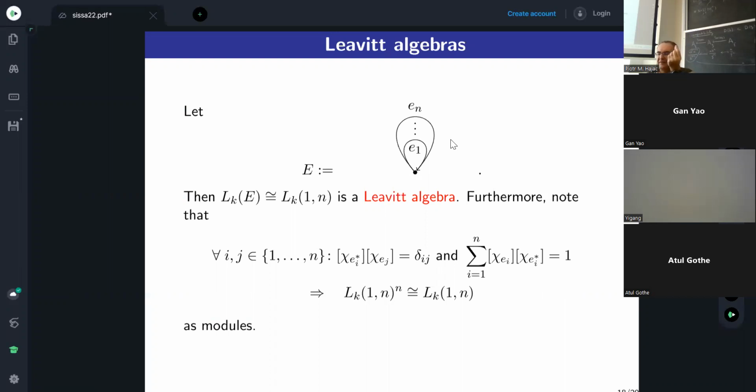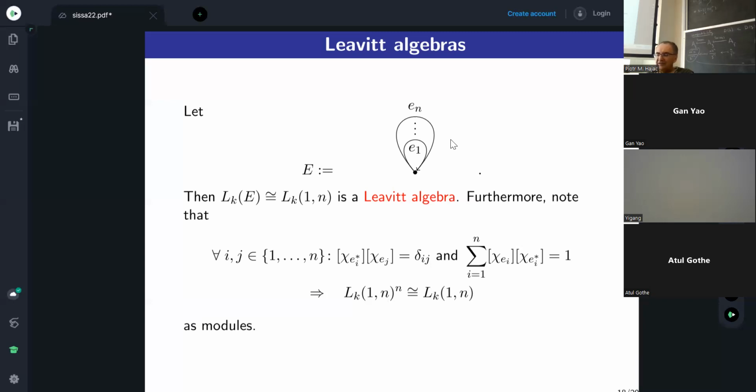In particular, when I look at my Hawaiian earring, this is a very beautiful graph, and I look at the Leavitt path algebra of this Hawaiian earring, it's no longer the tensor algebra because I divide by relations, okay?